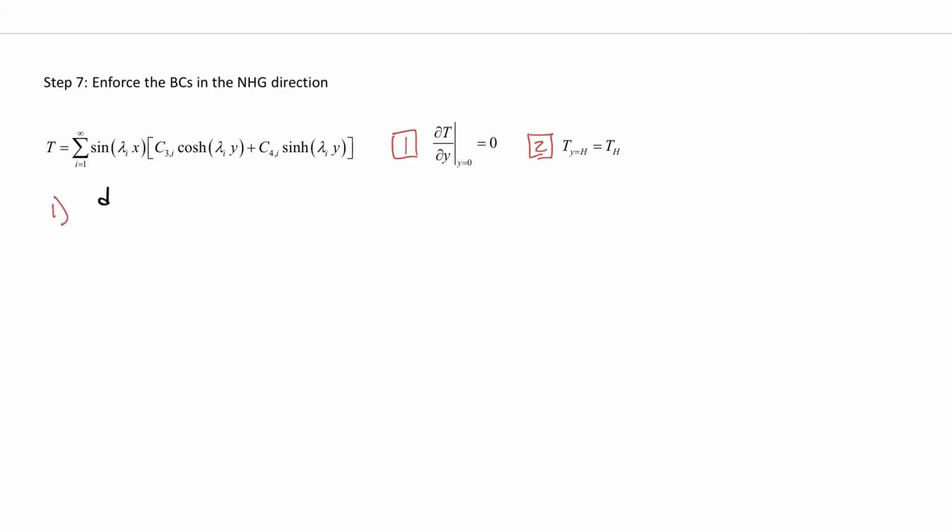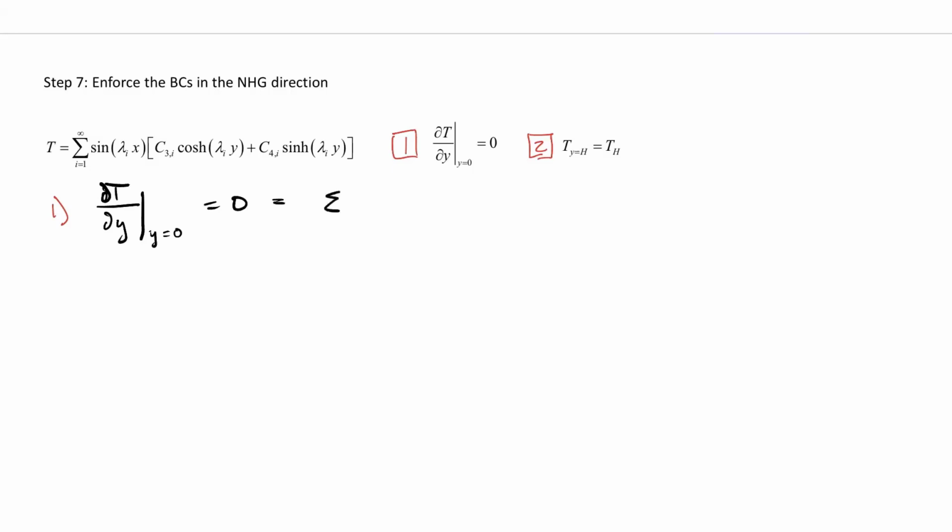All right, so, partial. We're going to take the partial now because we have x and y back together. So now we have to start thinking about partial derivatives again. We're going to take the partial derivative of temperature, the full temperature, with respect to y, at y equals 0, right? That's our boundary condition. That has to equal 0.